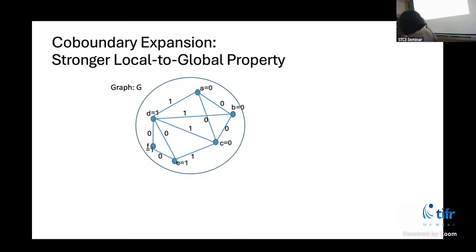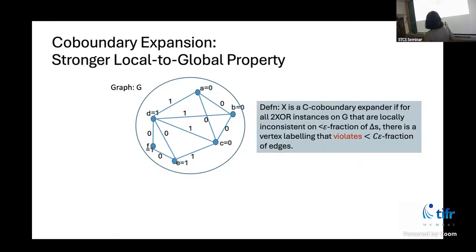A graph is called a co-boundary expander if it has this property. If it's a C co-boundary expander, then if you give me any 2 XOR instance that is inconsistent on only an epsilon fraction of triangles, meaning only an epsilon fraction of triangles do not sum to 0, then you can get a vertex labeling which violates only a C epsilon fraction. This is a very, very strong property. Most graphs won't satisfy this, and even random graphs won't. Just think of the epsilon equals 0 case: if all triangles are consistent, I want there to be a vertex solution.